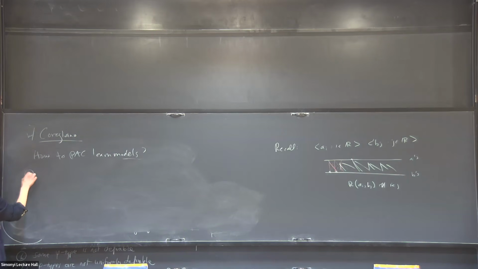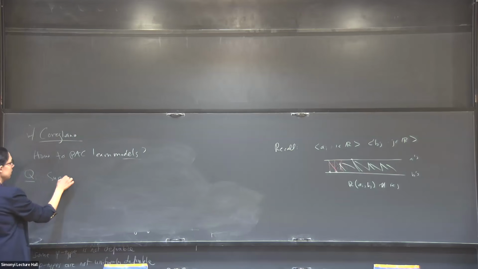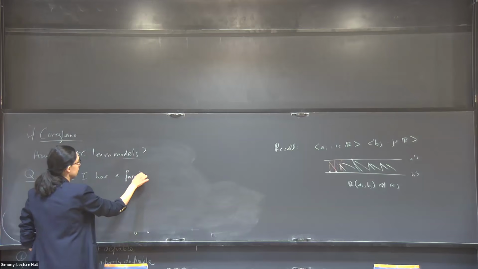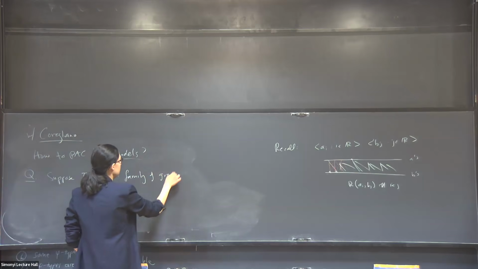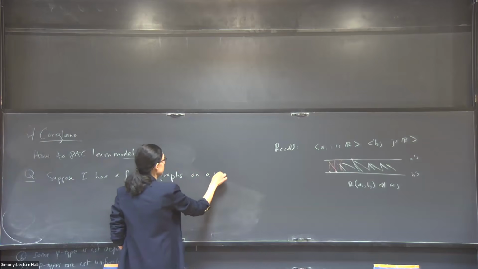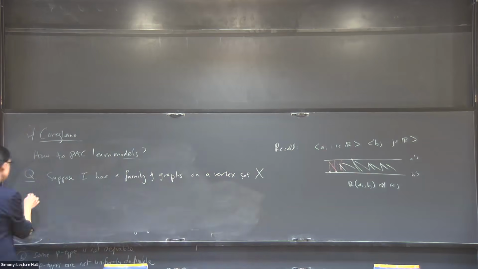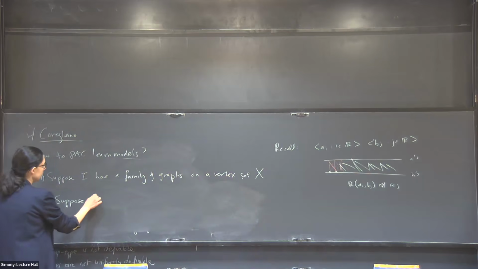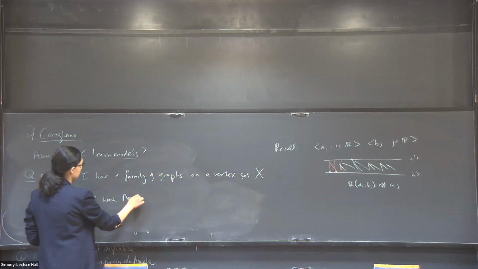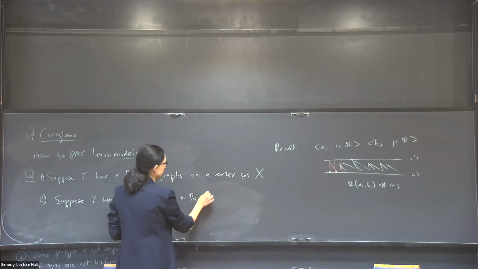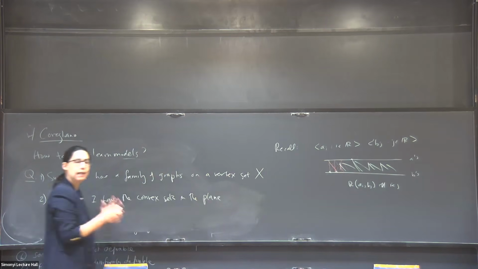So let's ask the question. Let me give you two examples. Suppose I have a family of graphs on vertex set X. Okay. And maybe that's 1, and 2 will be, suppose I have the convex sets of the plane. So I want to ask, how can I PAC-learn these?